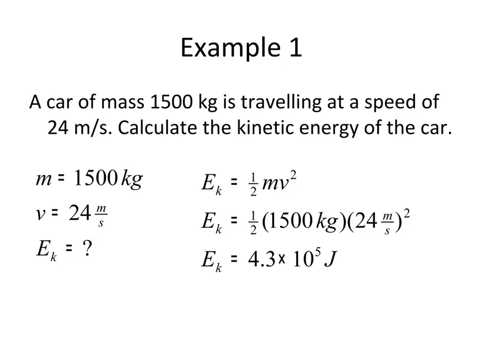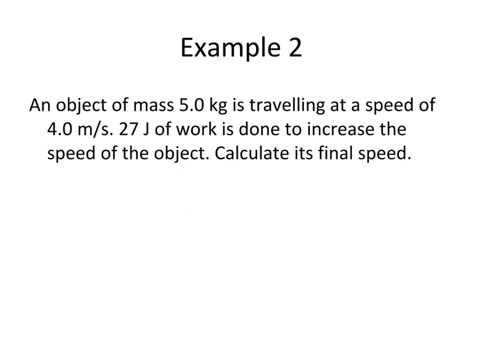So here's our mass, our speed, 24 meters per second. Those are our given values. Our unknown is EK, kinetic energy. So we'll select our equation, which is our new equation for kinetic energy, and then we'll substitute the values that we know and we will solve. So here we get 4.3 times 10 to the 5 joules.